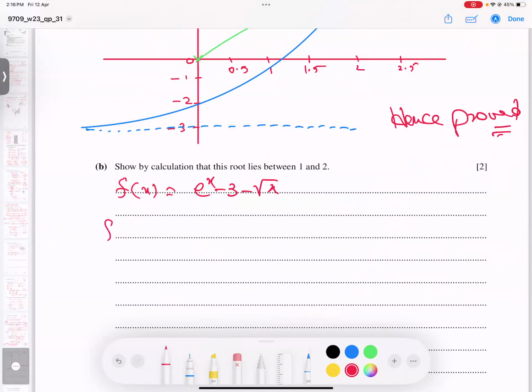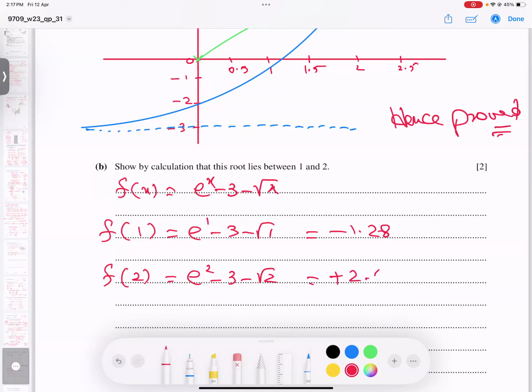Now I will plug in x = 1, and then replace every x by 2. When I type it in the calculator, hold on students, let me type. e^1 minus 3 minus 1: the first answer is coming negative 1.28. And the second, e^2 minus 3 minus root 2, is giving us positive 2.97.